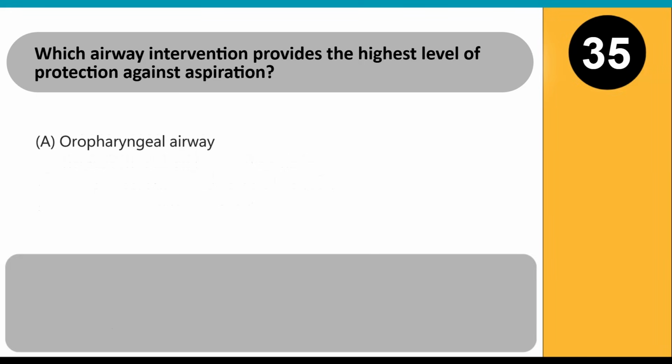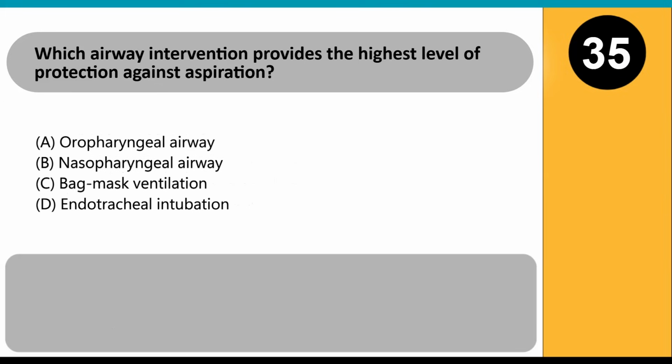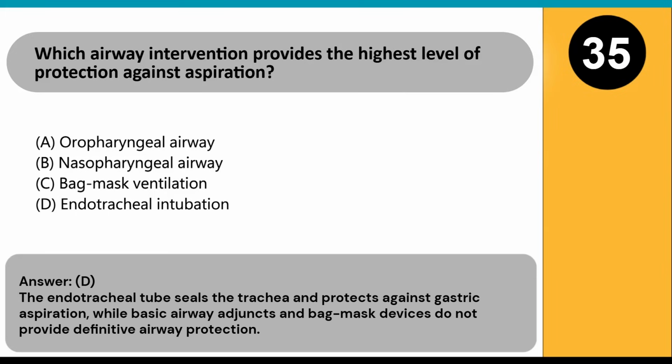Which airway intervention provides the highest level of protection against aspiration? A. Oropharyngeal airway. B. Nasopharyngeal airway. C. Bag mask ventilation. D. Endotracheal intubation. Answer: D. The endotracheal tube seals the trachea and protects against gastric aspiration, while basic airway adjuncts and bag mask devices do not provide definitive airway protection.